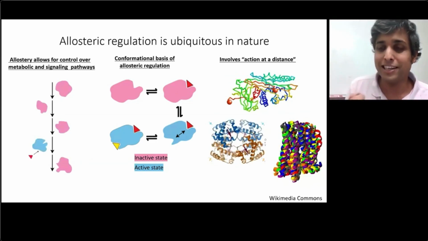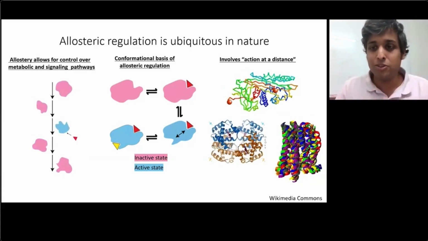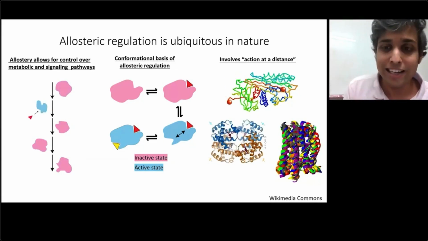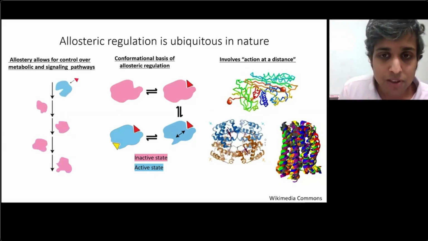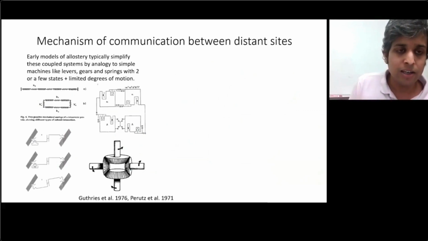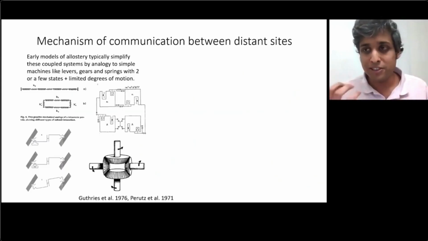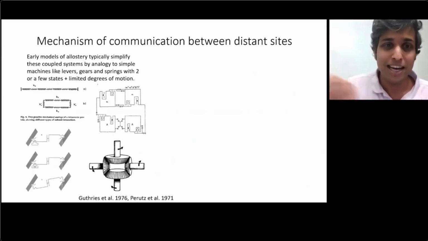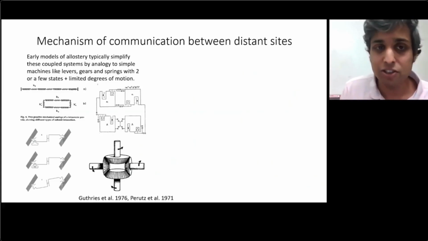So this makes it quite interesting from a biophysical perspective because it involves action at a distance. How is it possible that something binds to one side of a protein and communicates a signal through a protein to a totally different site? A huge amount of literature is focused on why or how proteins accomplish this complicated molecular task. Historically, by which I mean over the last 60 years, one way that biochemists or biophysicists have tried to understand this phenomenon is by taking proteins and analogizing them to simple machines like levers, gears, and springs.